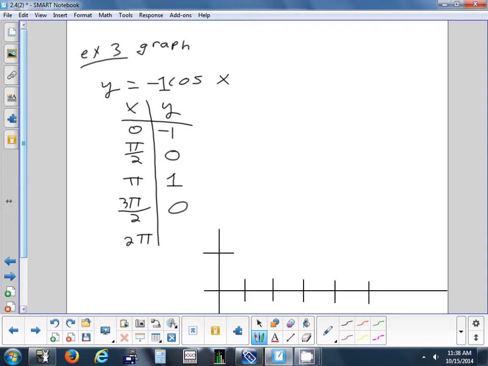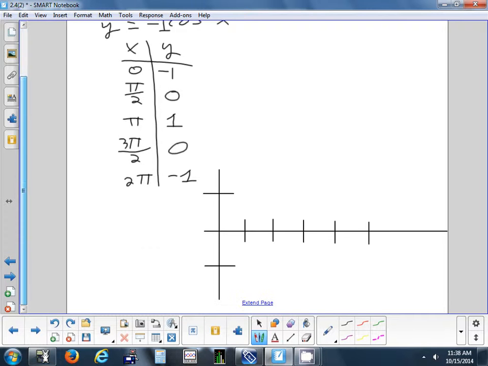Next value is 0. Multiplied by -1 stays 0. The last value, normally it would have been a +1. Multiplied by -1, and you get -1. Let's see what that looks like.